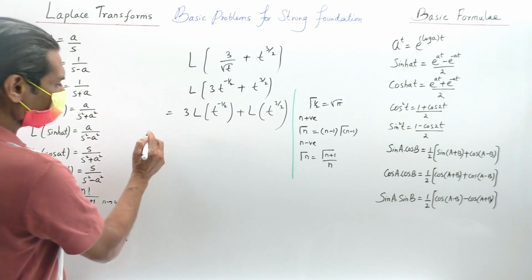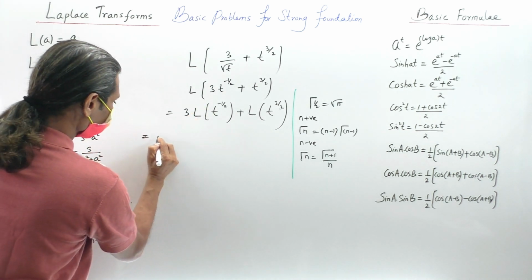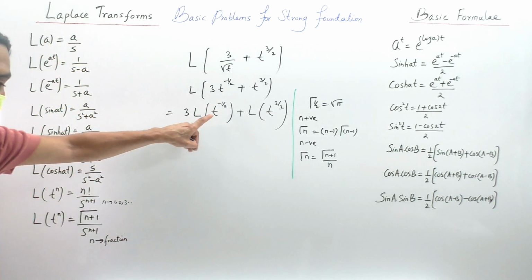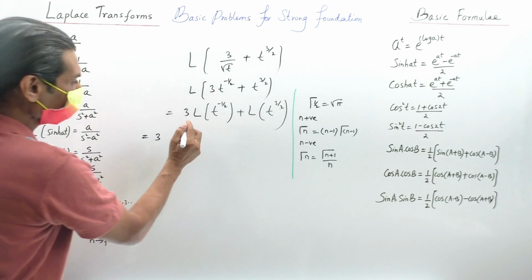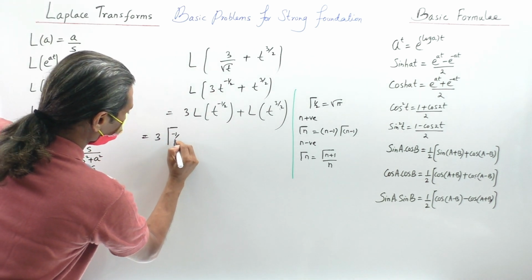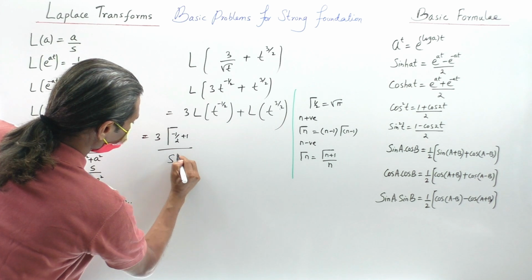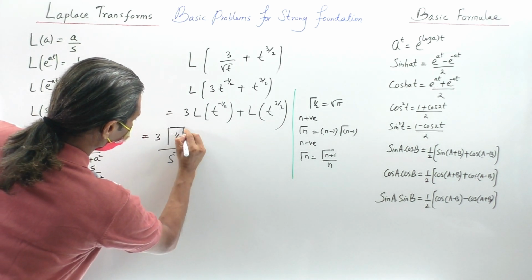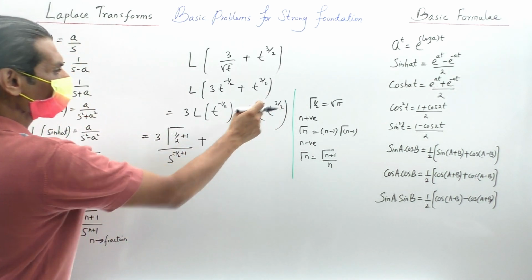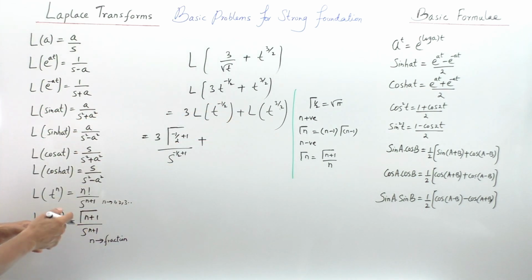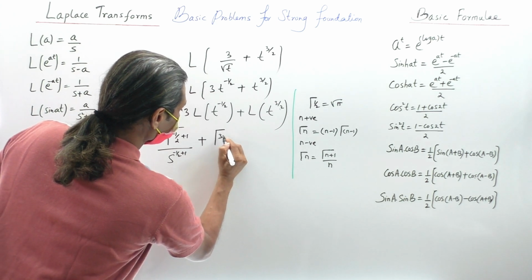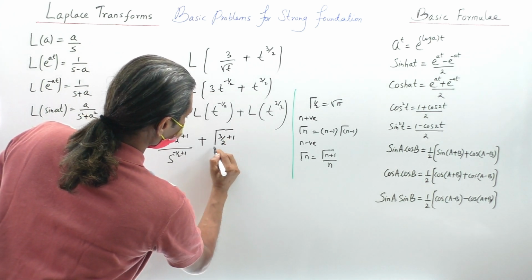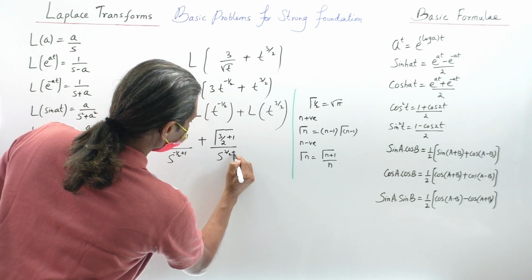So this will be 3 into Laplace of t raised to minus 1 by 2. See the formula: if n is a fraction, Laplace of t raised to n is equal to gamma of n plus 1 by s raised to n plus 1. So this will be gamma of minus 1 by 2 plus 1 upon s raised to minus 1 by 2 plus 1. And for this, again the same thing: t raised to n is gamma of n plus 1 upon s raised to n plus 1. So gamma of 3 by 2 plus 1 upon s raised to 3 by 2 plus 1.